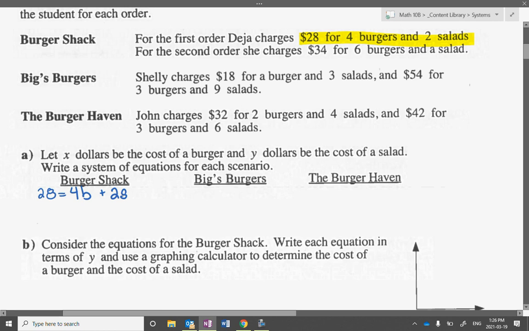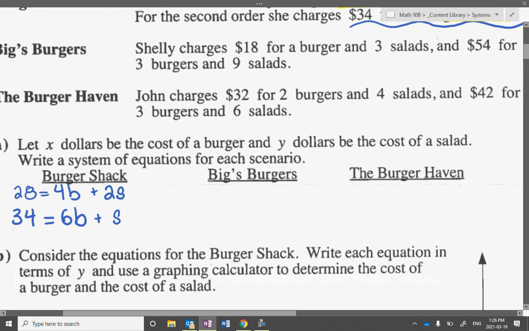The second order, she charges $34 for 6 burgers and a salad. Someone other than Carissa, what would that equation be? Hafsa. Good, except it was 34. 6b plus an s. Cool. Not crazy. We can manage this.